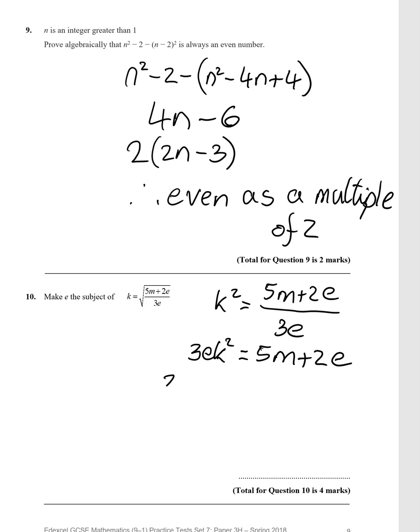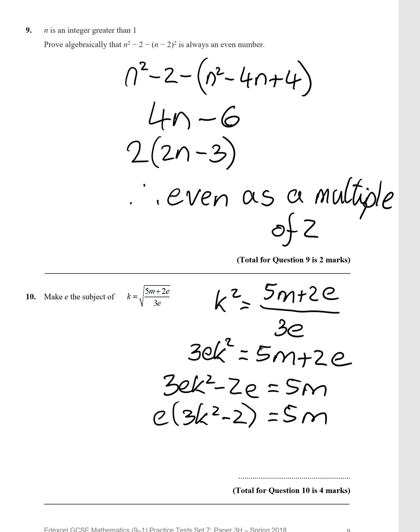Collect the e's to one side. So basically I'm going to take away 2e. Now I can factorise because I've got both my e's here. And now I've just got my 1e, well obviously times by this, but I can then divide. So e is actually equal to 5m over 3k squared minus 2. And they're the steps you need to show to get all your 4 marks.